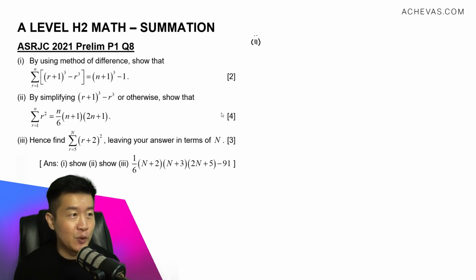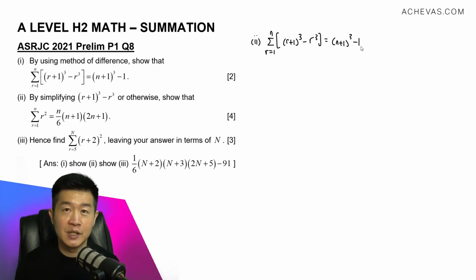In part 2, we are supposed to show that the summation of r squared is equal to this expression over here. And to do that, I'm going to make use of the result from part 1. So let me quote it down here, the result from part 1. If I were to sum from r is equal to 1 to n of r plus 1 to the power of 3 minus r to the power of 3, this is equal to n plus 1 to the power of 3 minus 1. This was what we showed in the previous part.